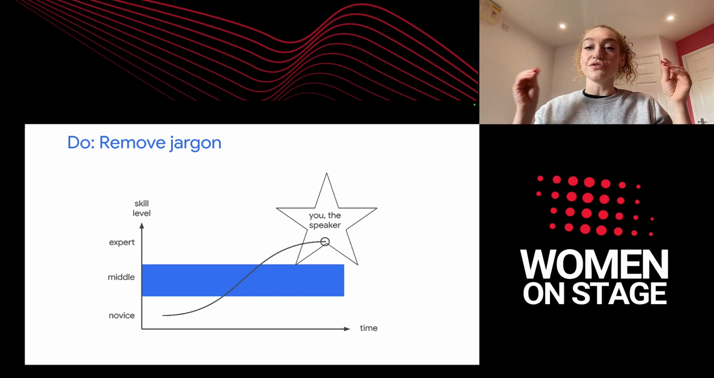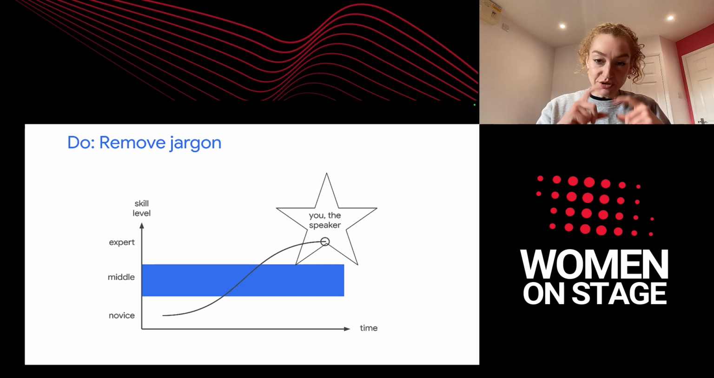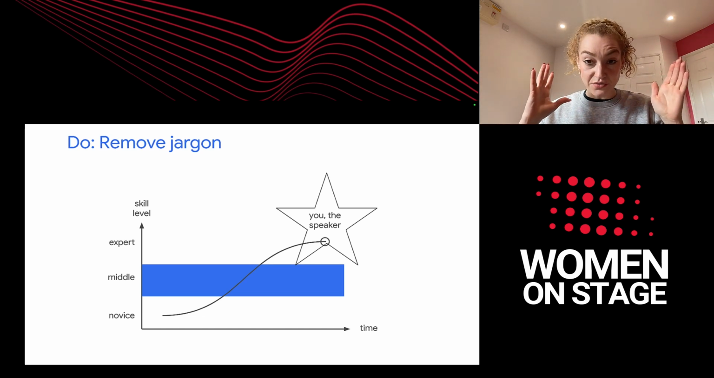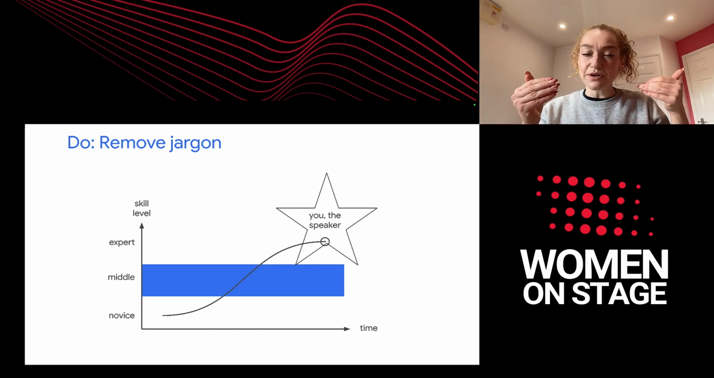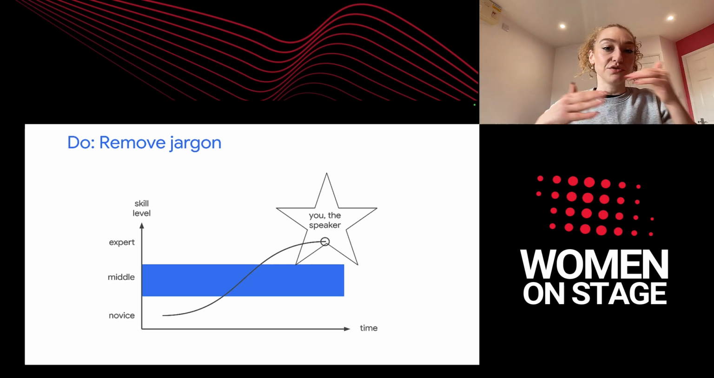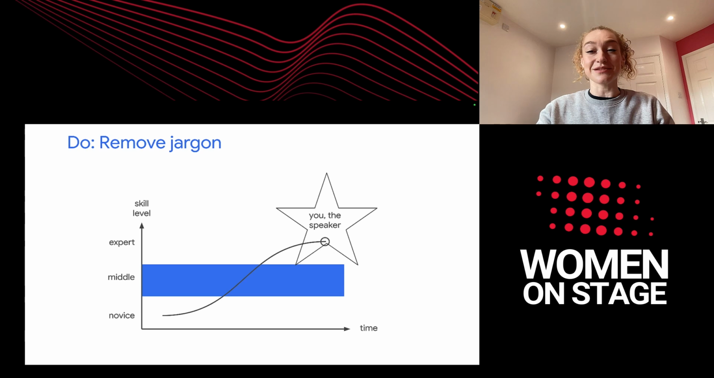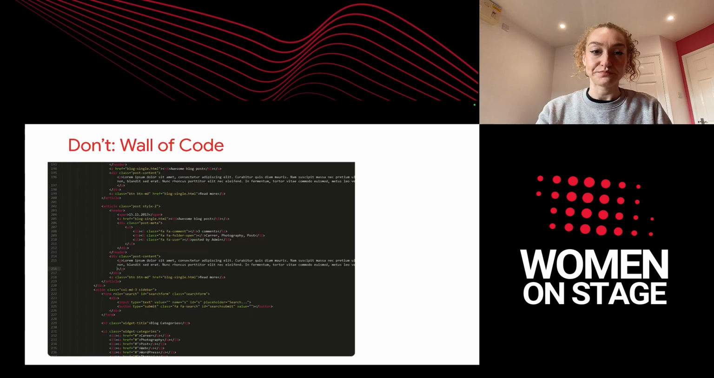Remember, you are the expert, but you're not talking to the expert level unless it is a very specific talk and you're doing expert to expert. But even then, the point of you giving the talk is that you know more than the audience, right? And you're teaching them something. So for the most part, unless it is absolutely crucial for the story, remove the jargon.